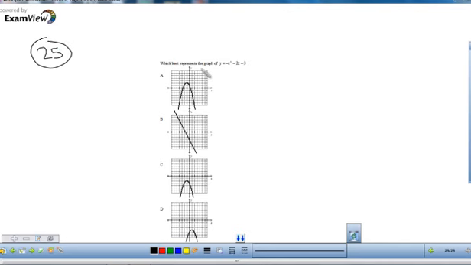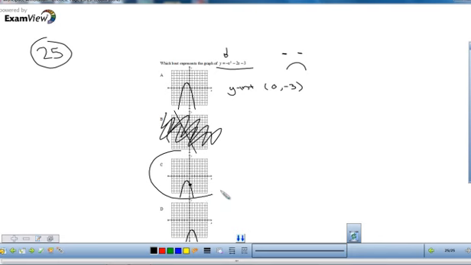Which of these represents our graph? This is a quadratic. Notice that my leading coefficient is negative, so it's sad. I know that it's going to be going down. So they're all going down. It can't be a line, so it's going to be one of these. My y-intercept is 0, negative 3. Notice that there's only one parabola with a y-intercept of 0, negative 3. So it has to be C.